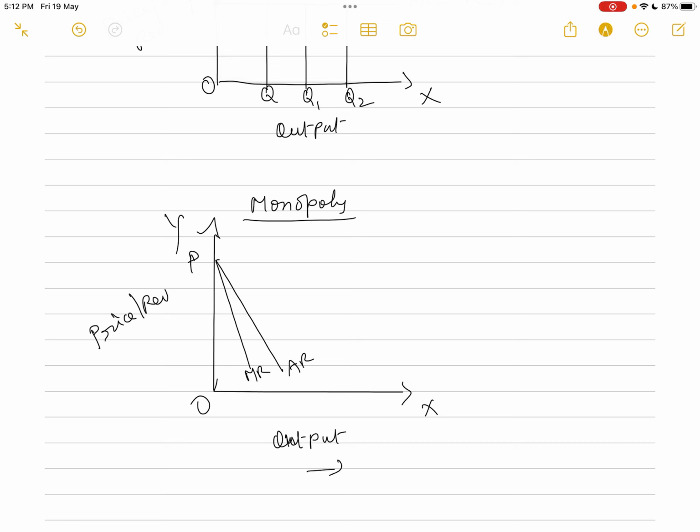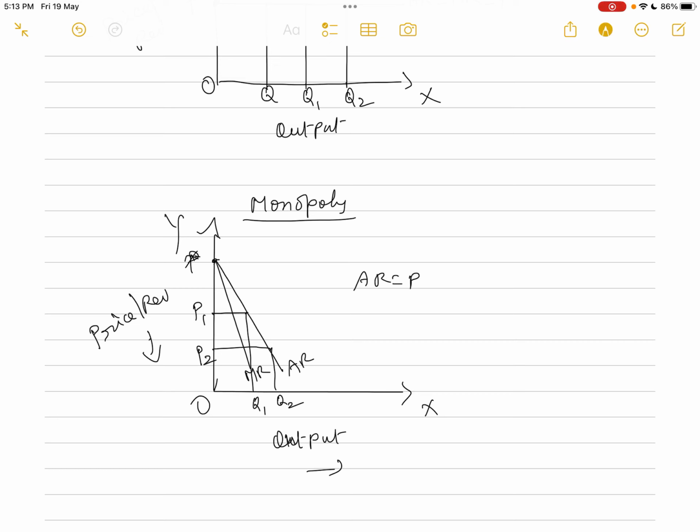Now why is it sloping downwards? Because in monopoly, if the producer has to increase the sales, he has to decrease the price of the commodity. If this is the maximum price, and he has to increase the sales, the seller has to fix the price P1 and this is Q1, then Q2, P2. So the seller has to decrease the price if he has to increase the sales. That is why it is a downward sloping line.